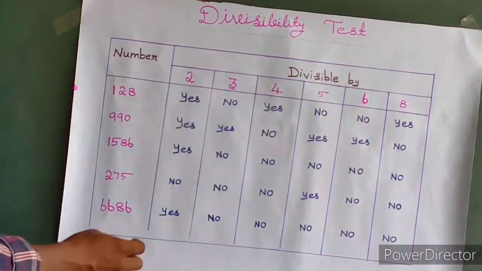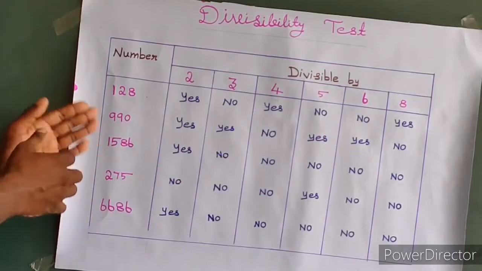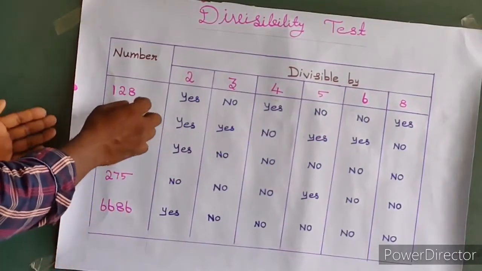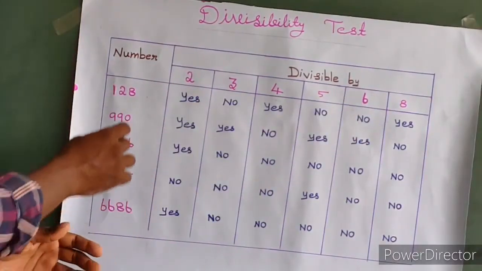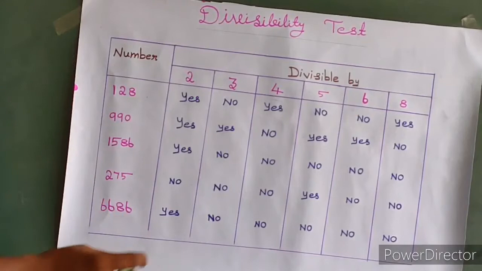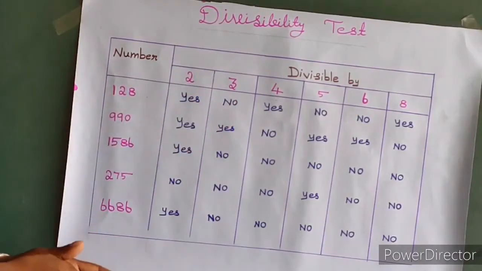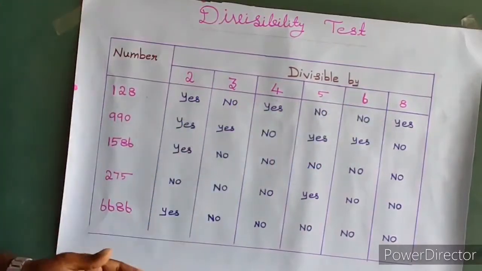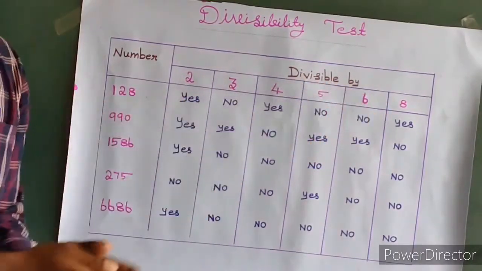What is the condition for 5? This number is not divisible by 5 because the unit digit does not end with 0 or 5. The unit digit ends with 8. So this number is not divisible by 5. What is the condition for 6? The number must be divisible by both 2 and 3. 128 is divisible by 2, but it is not divisible by 3. So this number is not divisible by 6. Suppose the number is divisible by both 2 and 3, then it is divisible by 6.